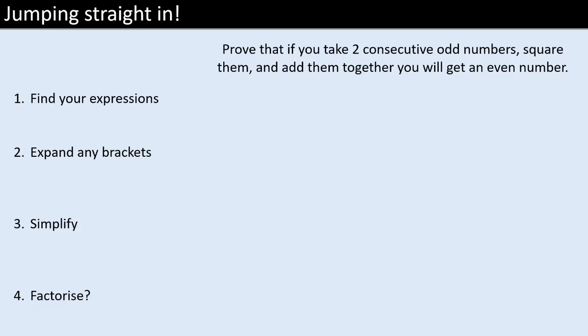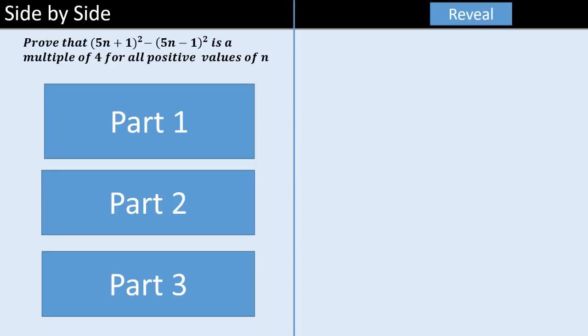Okay, so what we're going to do is we're going to take a look at the kind of expanding, simplifying, and factorizing that we may have to do, and then come back to this situation to show how we can put it all together to do a top tier proof. Okay. So this is going to show us the kind of expanding and simplifying and factorizing that we may have to do.